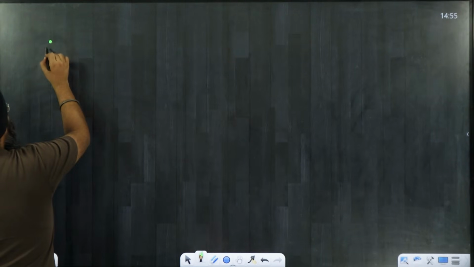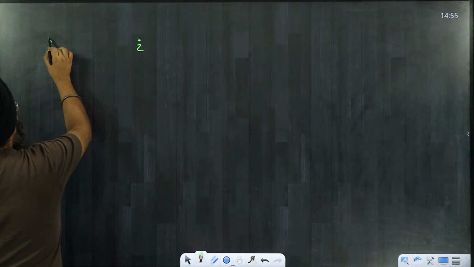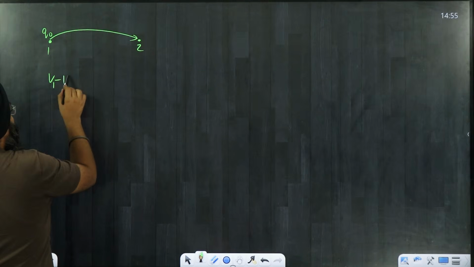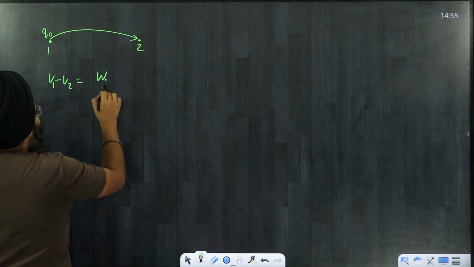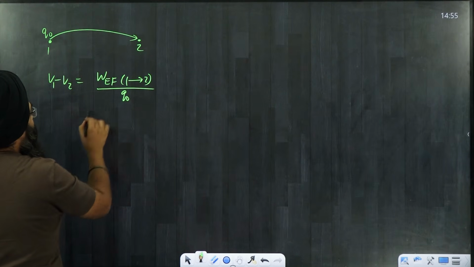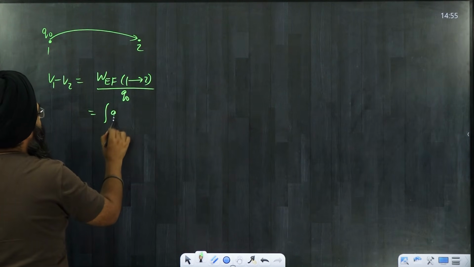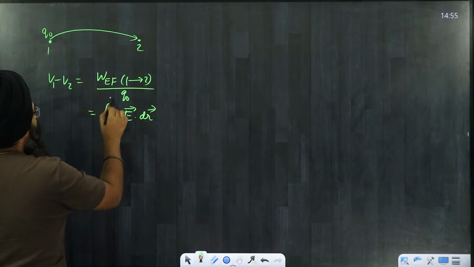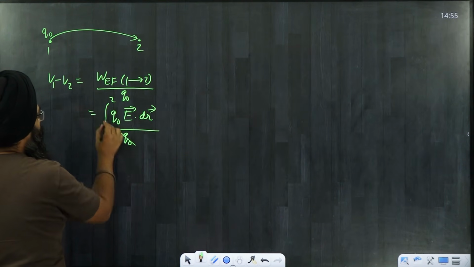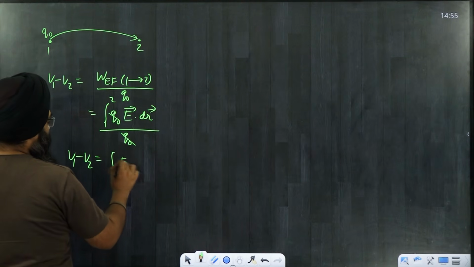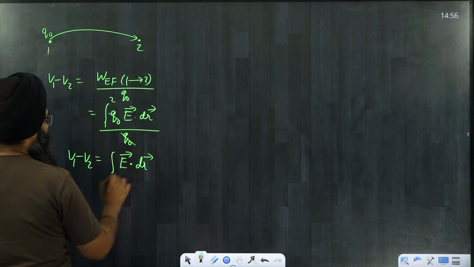Suppose there is a point 1 and there is a point 2 and I want to take charge from point 1 to point 2. Suppose I take Q naught charge only. So how will I write? I will write V1 minus V2 is equal to work done by electric field to take the charge from 1 to 2 divided by Q naught. Work done by electric field can be written as integration of Q naught E vector dot dr vector from 1 to 2 divided by Q naught. So Q naught will cancel. I will get V1 minus V2 is equal to integration E vector dot dr vector from point 1 to point 2.